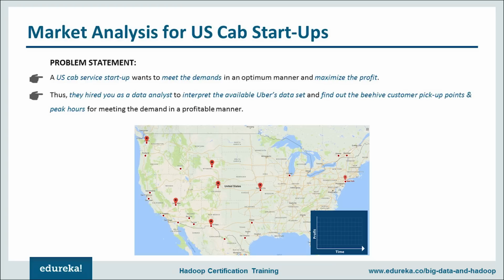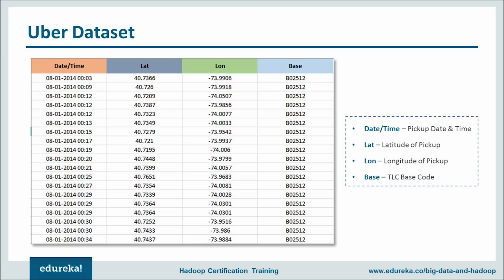So again, the first thing is that you needed a data set. So this is our Uber data set that has been given to you in order to analyze and find out what were the peak hours and how many cabs are expected in those locations during the peak hours.